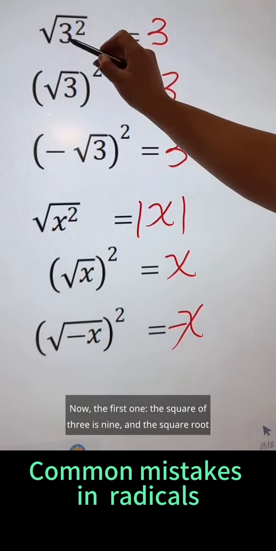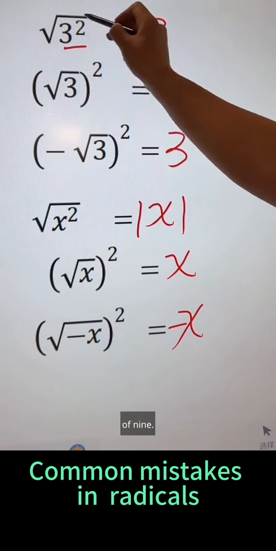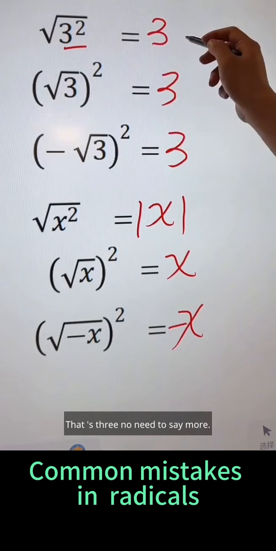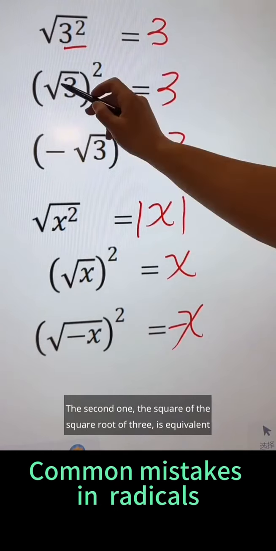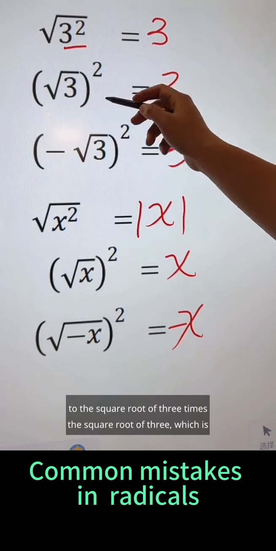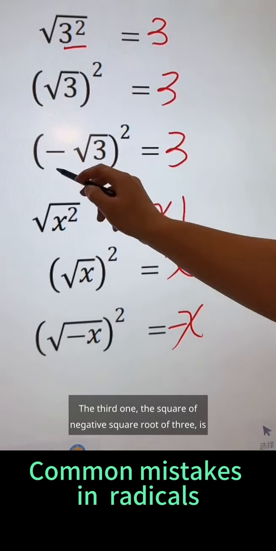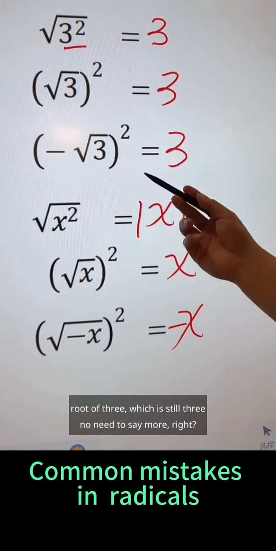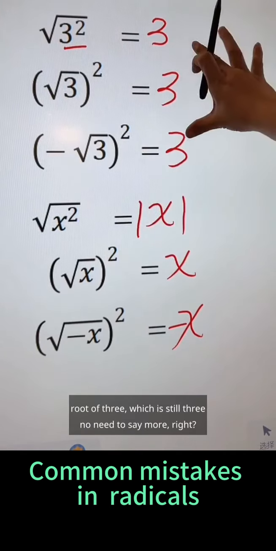Now the first one, the square of 3 is 9, and the square root of 9 isn't that just the arithmetic square root of 9? That's 3, no need to say more. The second one, the square of the square root of 3 is equivalent to the square root of 3 times the square root of 3, which is also 3. The third one, the square of negative square root of 3 is equivalent to negative square root of 3 times negative square root of 3, which is still 3, no need to say more, right?